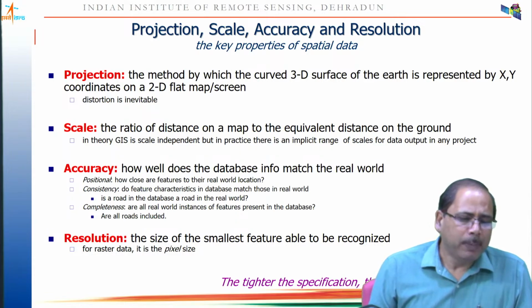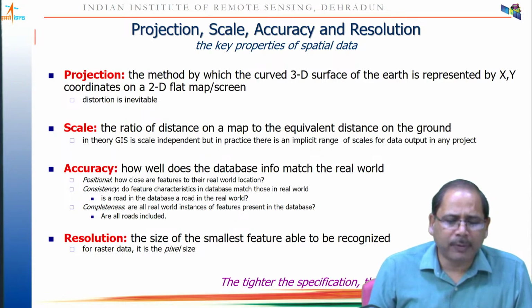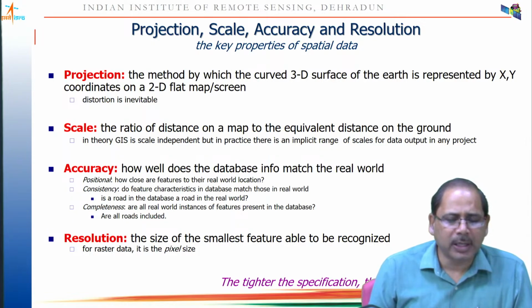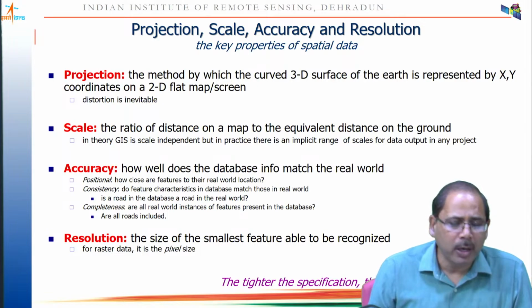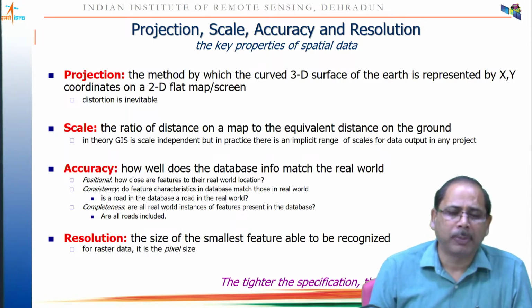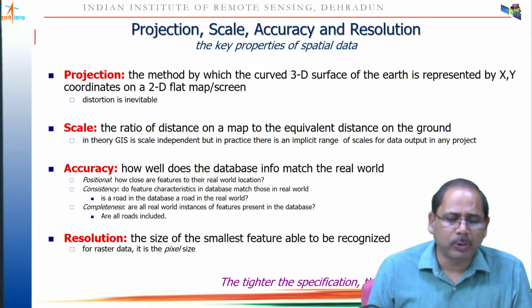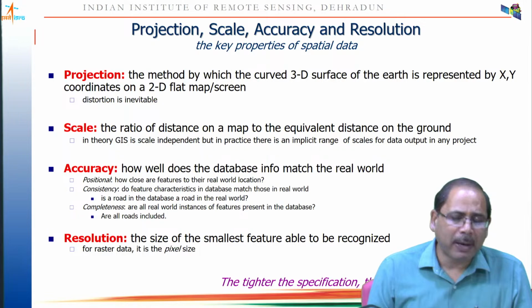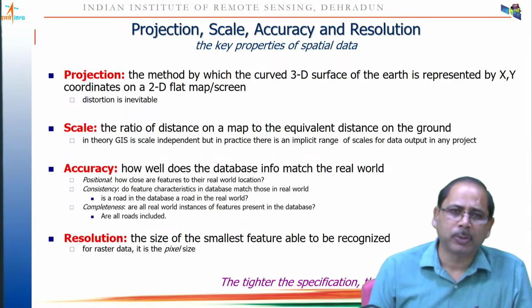So here positional accuracy means how close are features to their real world locations, and consistency is do feature characteristics in the database match the real world, and completeness is are all real world instances of features present in the database. For example, suppose you have the road network of Dehradun, that means you have to ensure that all roads in Dehradun are included there, otherwise it will be incomplete. So these three parameters we consider are very important to assess the accuracy of geospatial data.